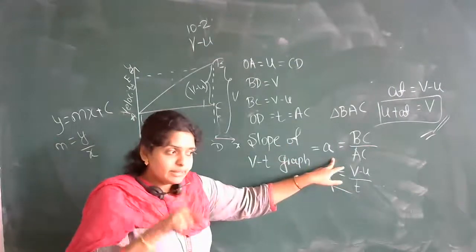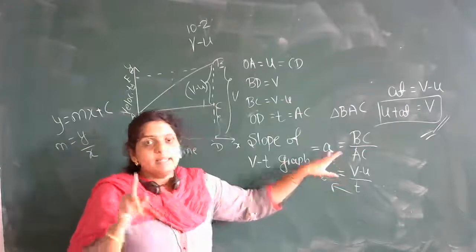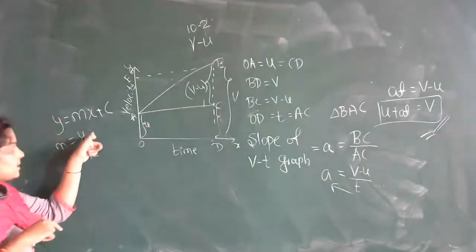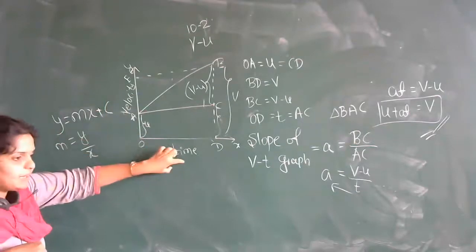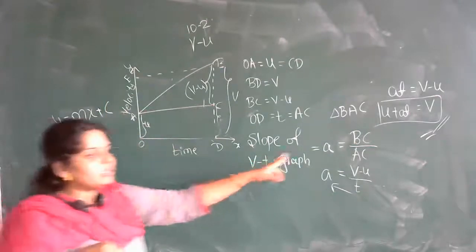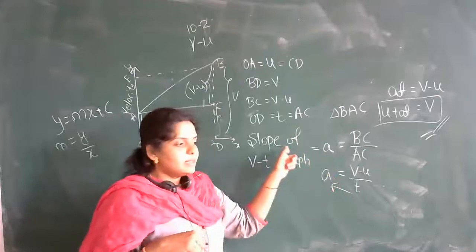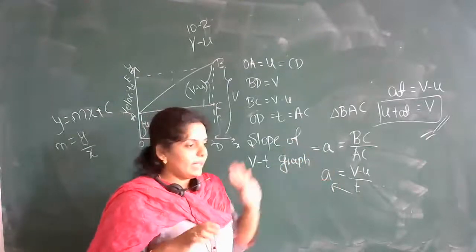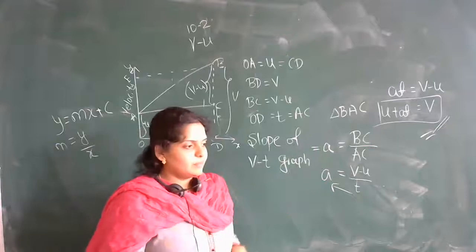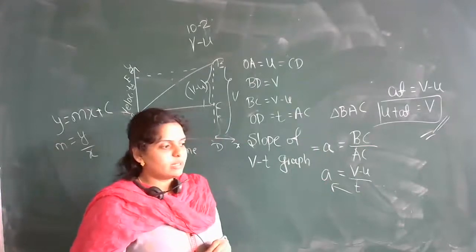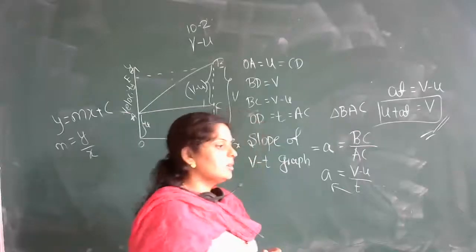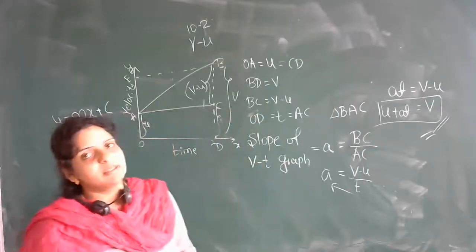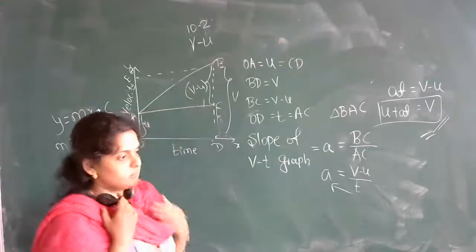Because already in the theory we discussed that slope of VT graph, that is y divided by x, that is velocity divided by time, will give you acceleration. Therefore, I have written slope of VT graph is equal to a. Is it clear till here? Any doubts, students? If you want, you can ask me once again, no problem. But try to understand clearly, because this is a 5 marks important question.